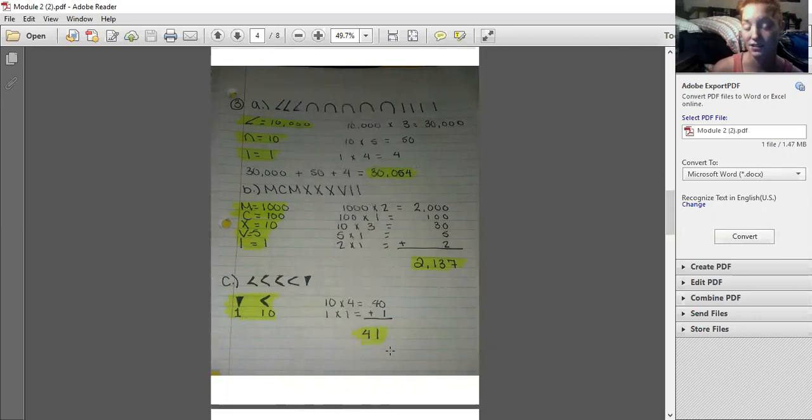In part C, we're doing the same thing. So this one right here will equal 1 apiece, and this one right here would equal 10 apiece. So there's 4 of the 10s, that would equal 40, and there's only 1 of the 1s, so that would equal 41.